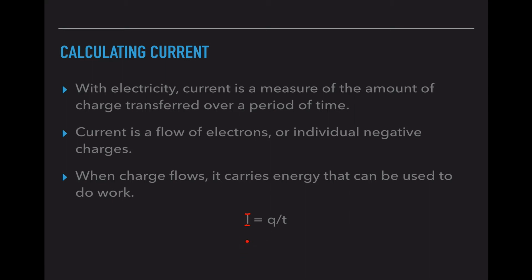Capital I is current, and it is measured in amps. Q is charge, and it's measured in coulombs. And T is time, and it's measured in seconds. So what we're going to do is calculate either how much current is traveling or how many individual charges are traveling.